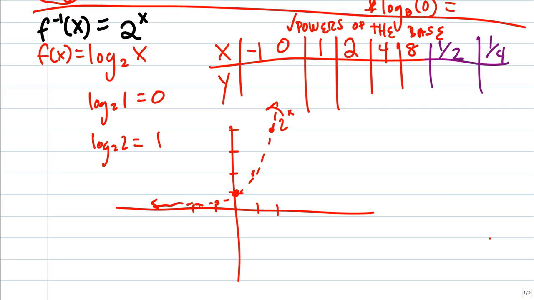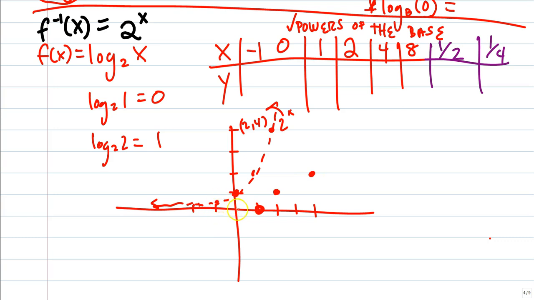Well, we just said logarithms are the inverse of that, right? How do we graph an inverse if I know the other graph? We take x and y and we flip it. So 0, 1 becomes 1, 0. 1, 2 becomes 2, 1. And 2, 4 becomes 4, 2.